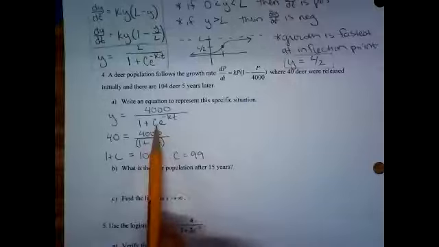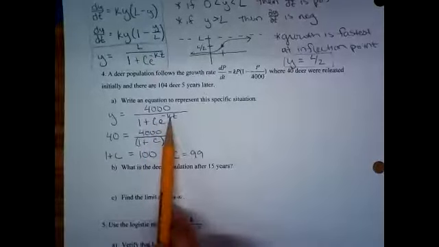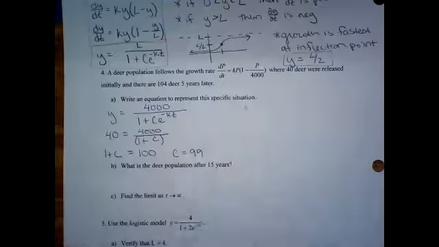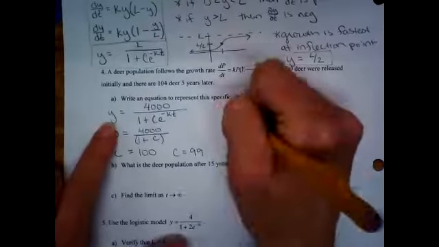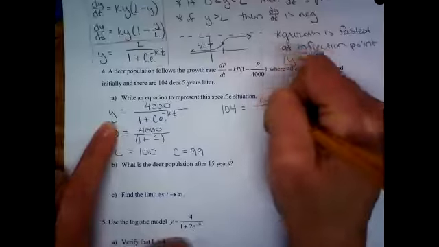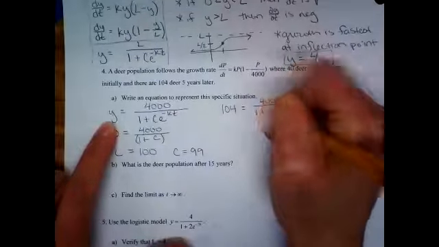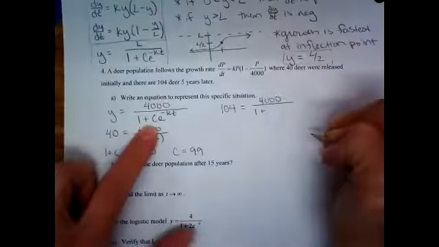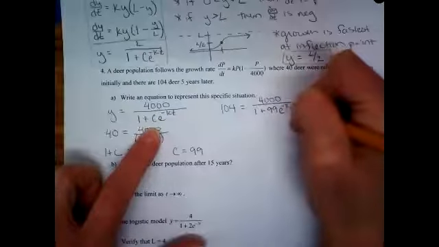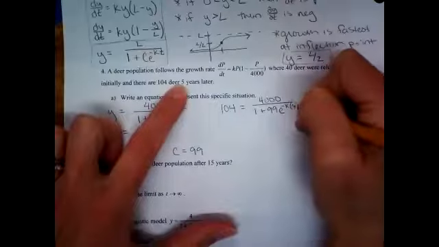Go up. What are we still missing? We found c. What's the other unknown? K. We still need k. All right. So we're going to use the other piece of information they gave us. There are 104 deer after 5 years. So we're going to put in 104 for the y value, that's the amount, equals 4,000 over 1 plus, all right, what did we just say c was? 99, e to the power negative k times 5 is our time.